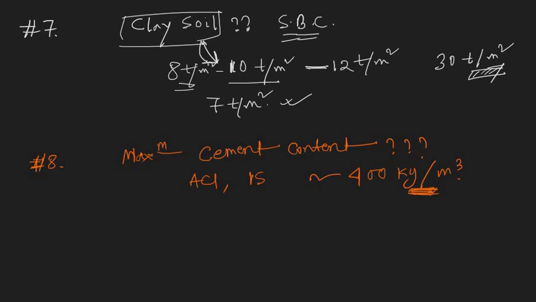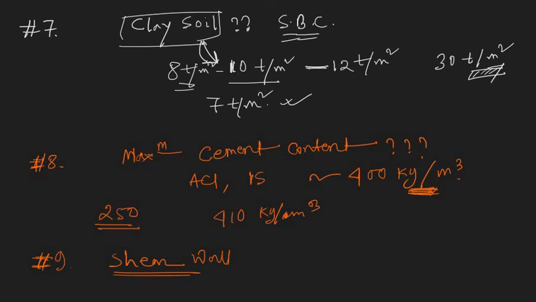Now if your answer is 250 kg, you are out. But if you say it is 410, you are more or less good to go, kg per meter cube. Our 9th question may be some practical exposure. You may be asked about the function of a shear wall. A shear wall, what is that?